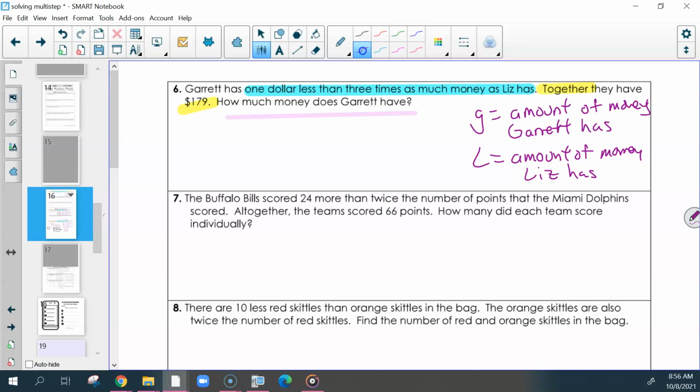So anytime you do a word problem, there should be something you don't know. It might be multiple things you don't know, and you need to define your variables. This first sentence tells us something strictly about Garrett, so we can make an equation for him.